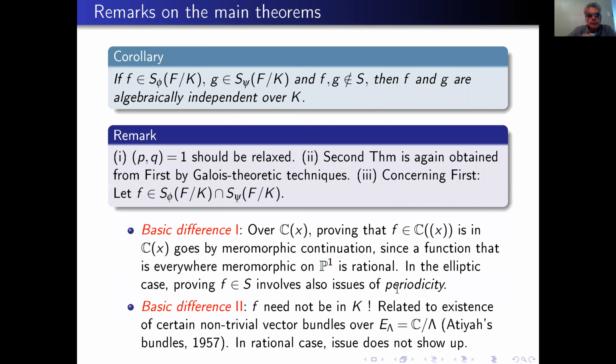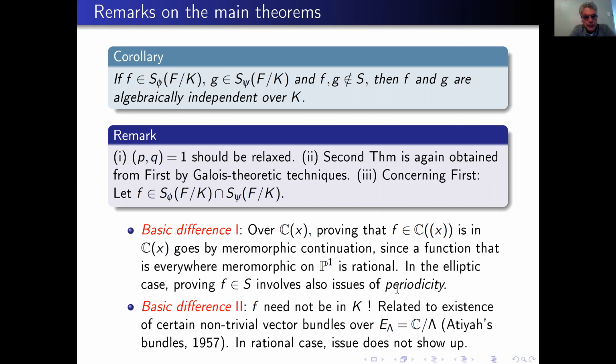So as before, we get as a corollary a nice algebraic independence result for two different power series satisfying respectively a phi difference equation and a psi difference equation. But this is really following the same lines.